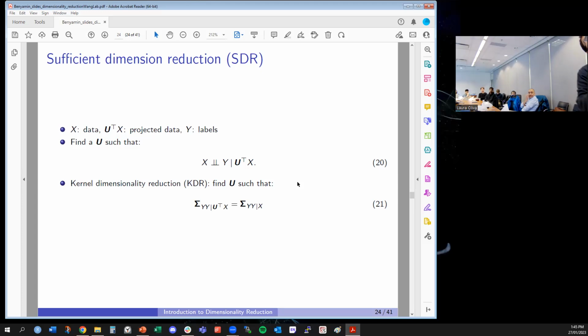Also, kernel dimensionality reduction is the same, but it says that I want to find a U where, conditioned on the projection, the covariance stays the same. So conditioned either on data or on the projection, the covariance of the labels becomes the same. This is the idea of kernel dimensionality reduction. I think you know Schölkopf, right? He's in Europe.